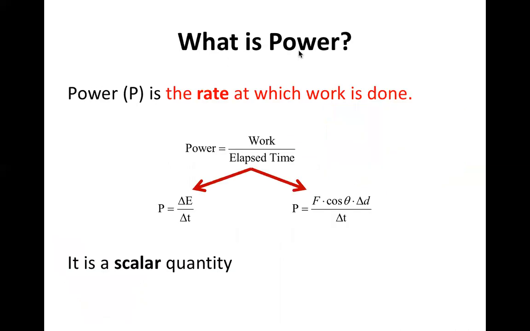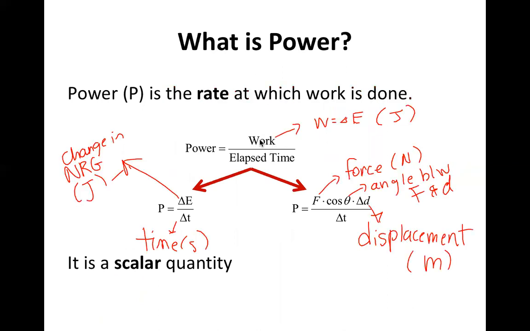So if we take a look at that power equation again, power is the rate at which work is done. Power is work over time, but there are several ways of calculating work. We do know that work is equal to the change in energy. So any way that we can calculate the change in energy in joules, that could be subbed into the numerator. The change in time could be subbed in seconds.